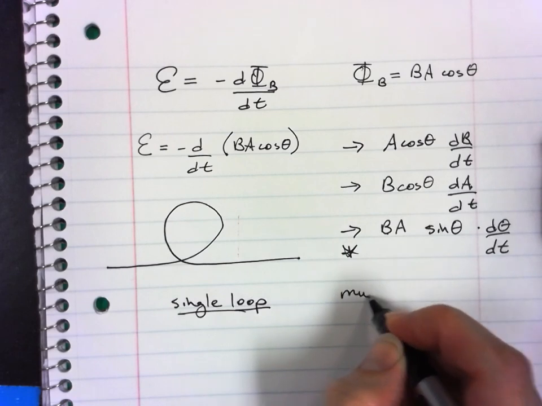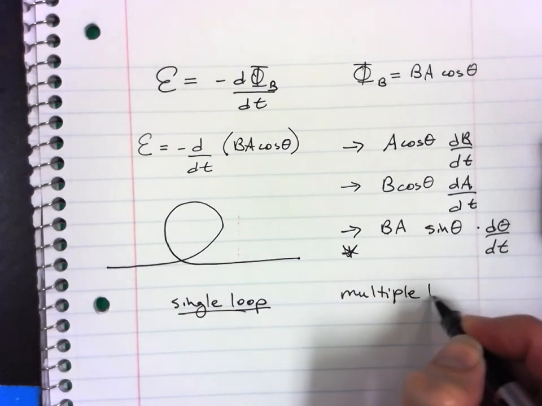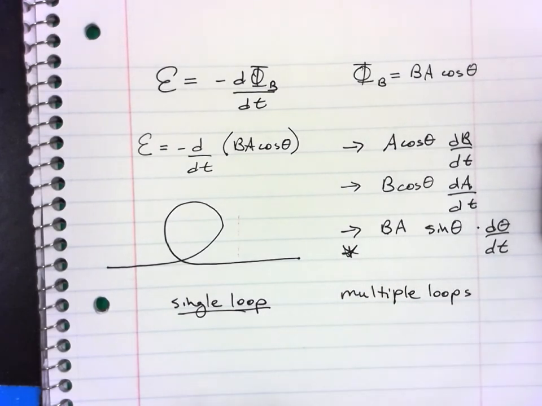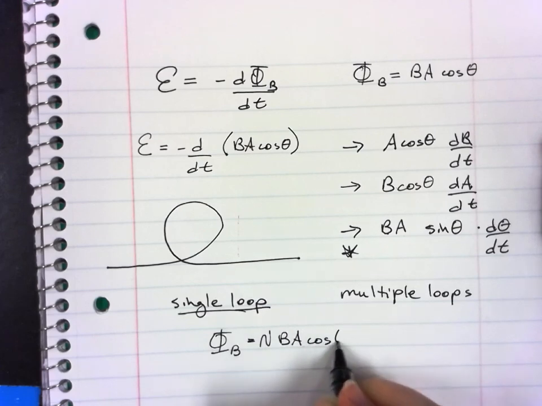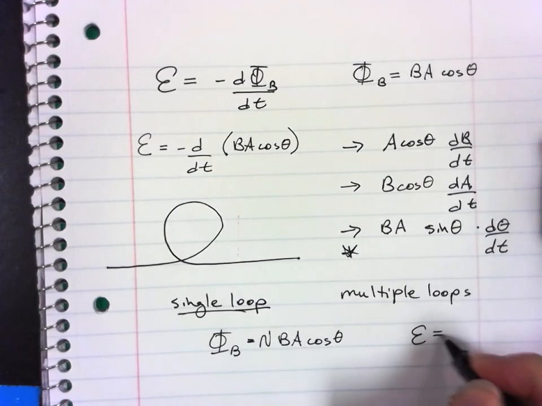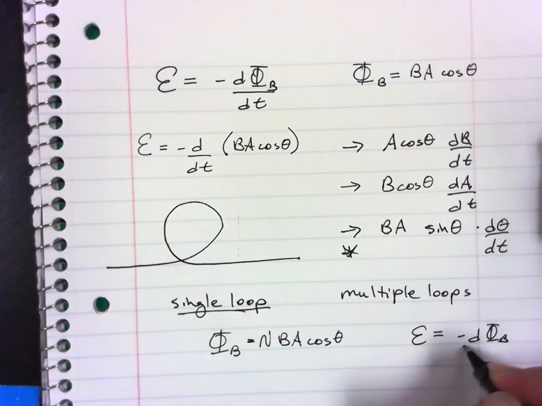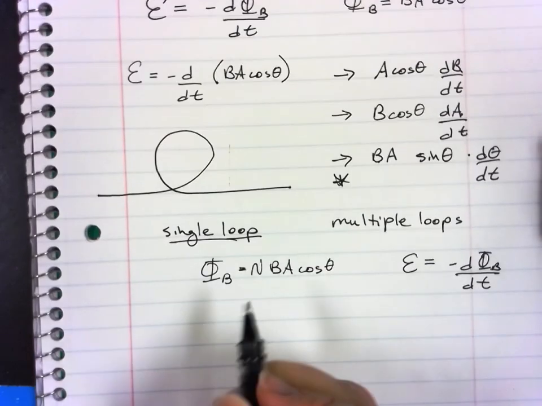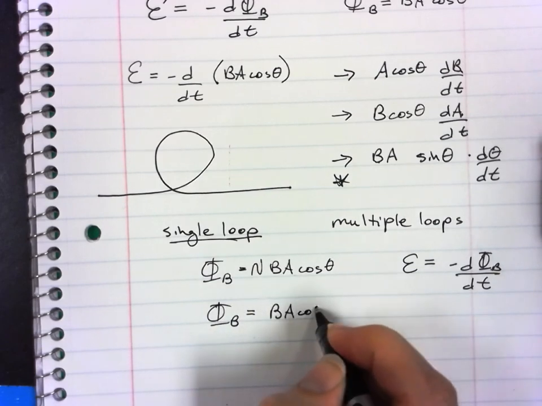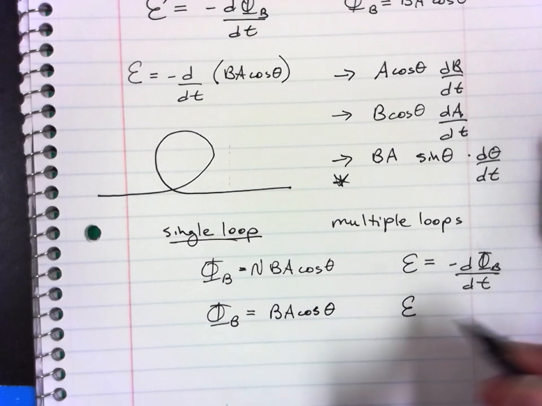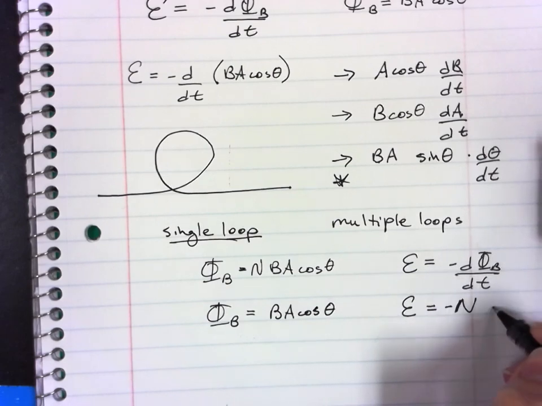If you have multiple loops, sometimes they ask for the total flux, so you would change the flux equation and say N B A cosine theta, and then the EMF induced would be the same amount. Other times you might be asked for the flux on just one, so you would leave it the same way. But then because there are multiple loops, when you do the EMF, you do negative N times d flux dt.